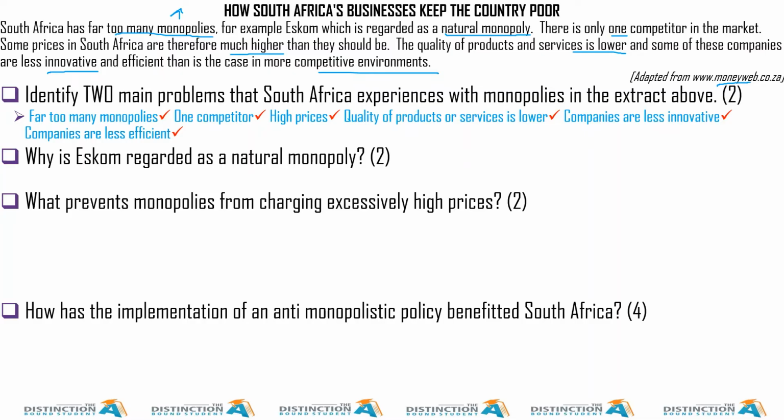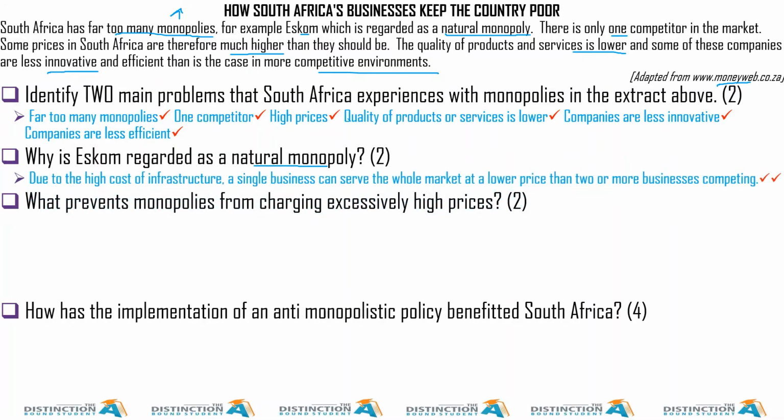The next one. Why is Eskom regarded as a natural monopoly? All right. In this case, Eskom would be regarded as a natural monopoly because it's far too expensive for one to start something like Eskom, and also the fact that it's government regulated. So due to the very, very high cost of infrastructure, it might be difficult for other firms to enter. But yes, we know also for Eskom, it's because it's government.